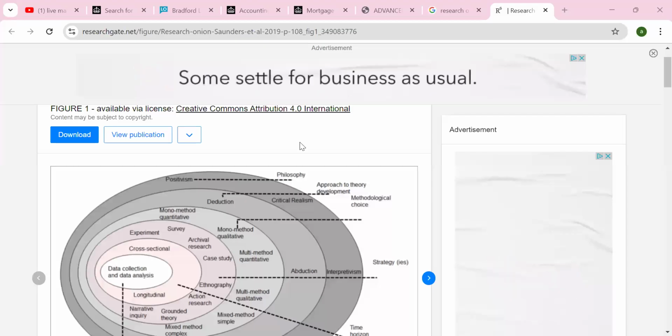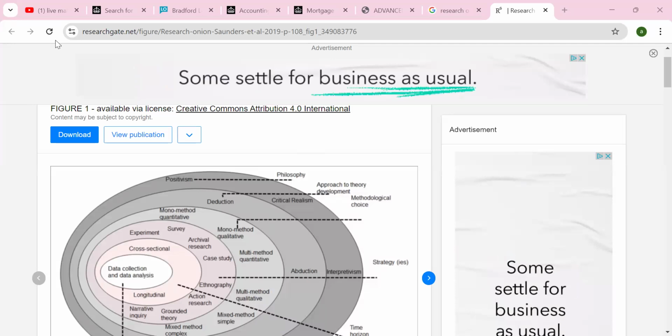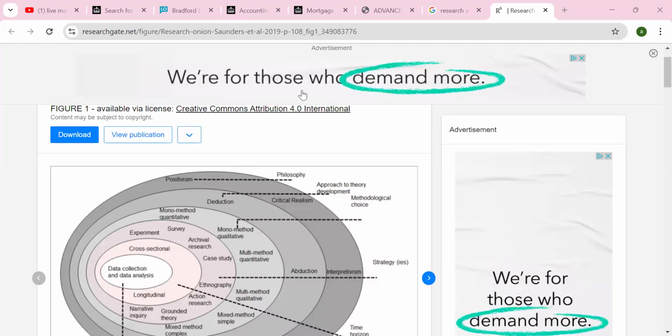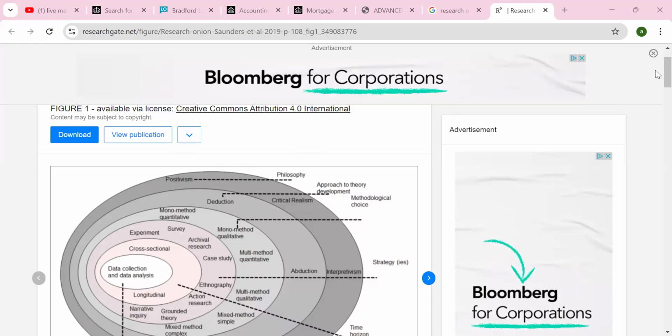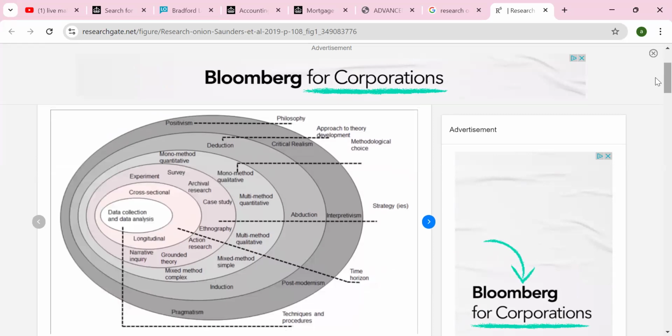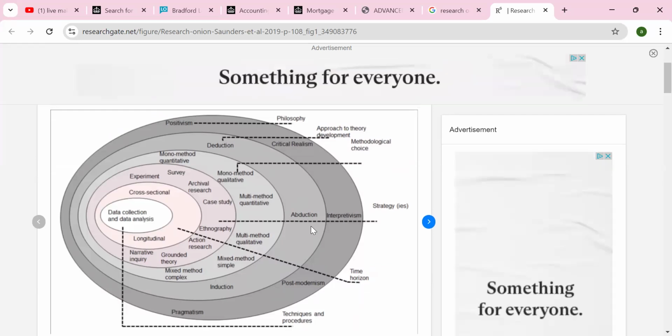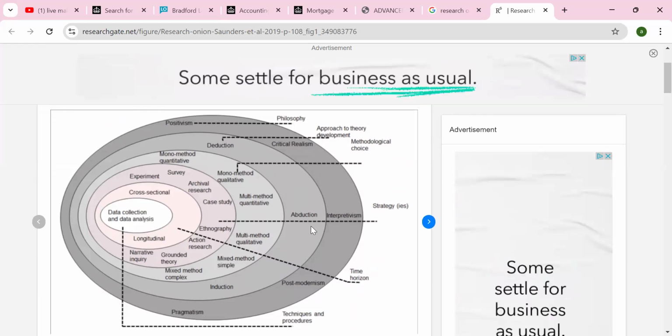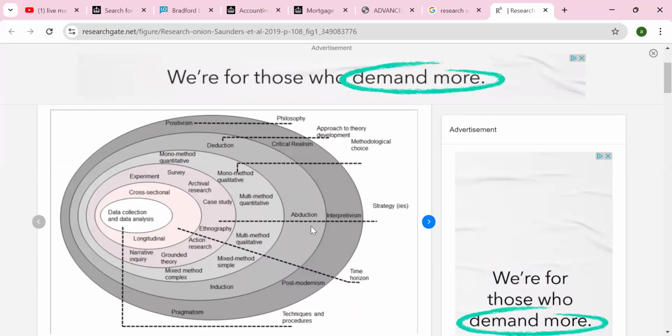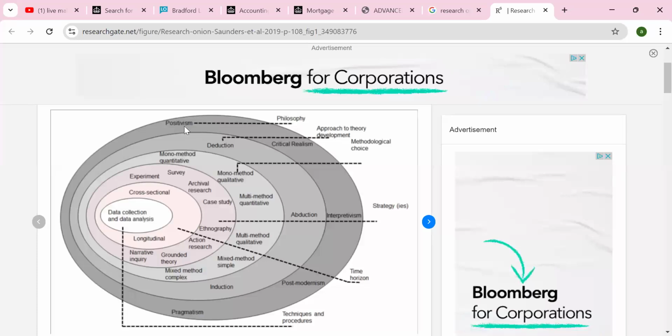If we look at the research onion model, I'll send you separate slides for reading purposes. These are all called research philosophies. If you want to do primary research or secondary research, you have to look at what strategy to use, because research is a systematic inquiry. When we do research, you always have to develop the research methodology and methods based on your research questions.